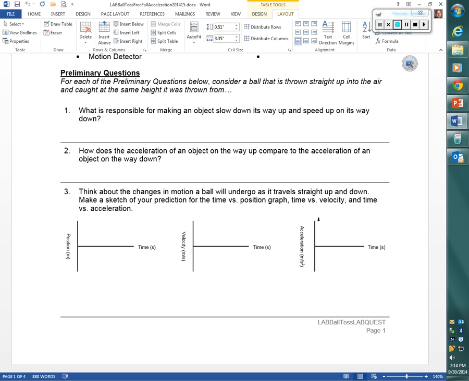Number two, how does the acceleration of the object on the way up compare to the acceleration of the object on the way down? One's slowing down, one's speeding up. That's what's happening to the velocity, right? But what did we say about the acceleration values? Elise?